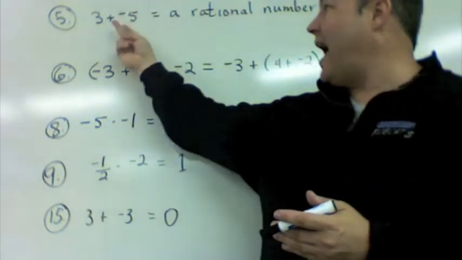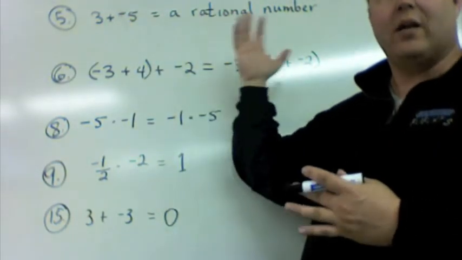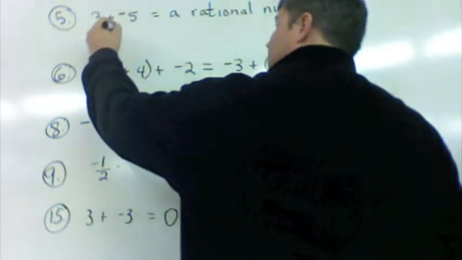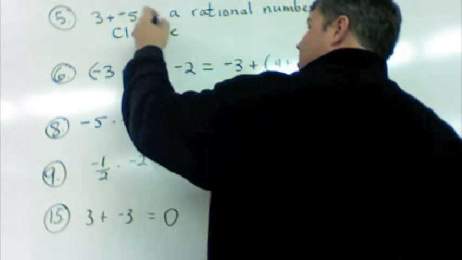Closure means when you add two numbers of a certain type and get an answer that's the same type, that's closure. So I'm going to write closure. That's all I have to put for my answer.